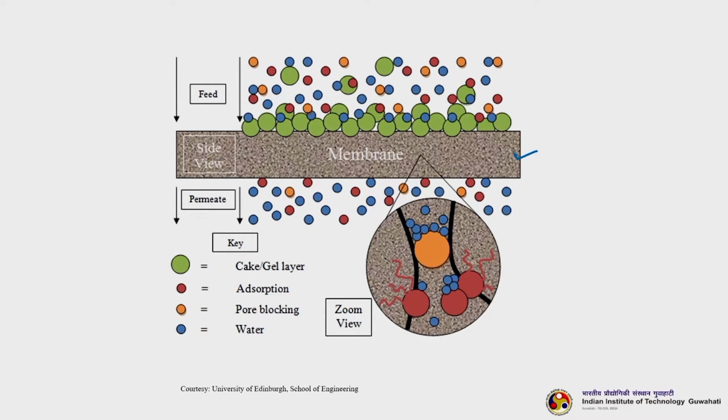Initially, before the gel formation or cake formation takes place, solutes will start interacting with the membrane surface by virtue of their charge based interaction, or hydrophilicity or hydrophobicity, whatever may be the case, and they will start depositing as a monolayer. So, if this is a membrane surface, there will be a monolayer deposition of the solutes. Slowly, as time progresses, you are increasing your delta P also, right. So, more and more solutes will get deposited.